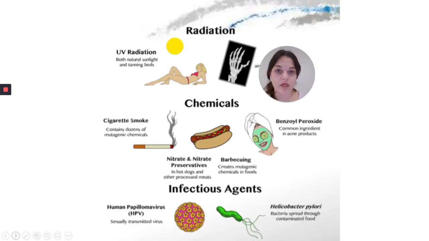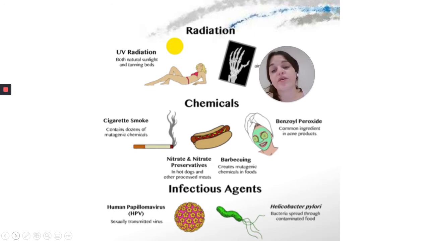So some examples of mutagens, this is my face covering this, but X-rays, UV radiation, cigarette smoke, nitrates, which are in a lot of processed meat like hot dogs, barbecuing, and when you barbecue meat you can sometimes make mutagenic chemicals, benzoyl peroxide, which is often in acne products, you might read the back of your skincare, HPV, which you may or may not have the vaccine for.